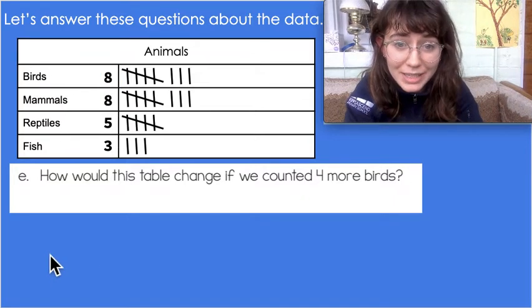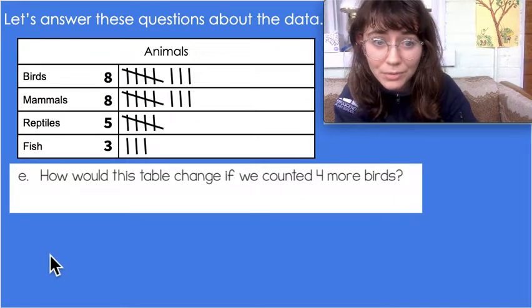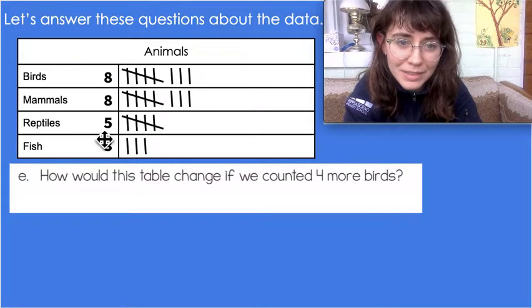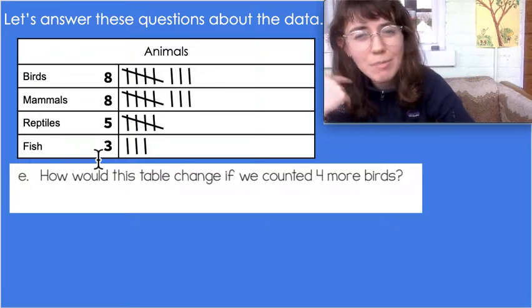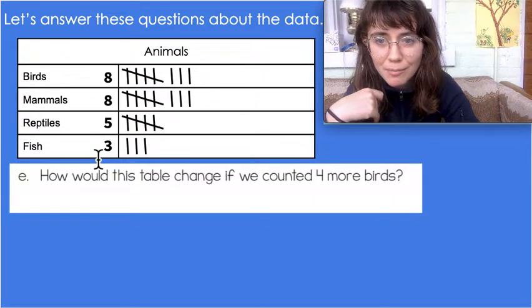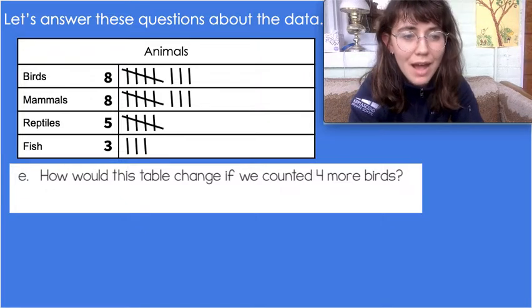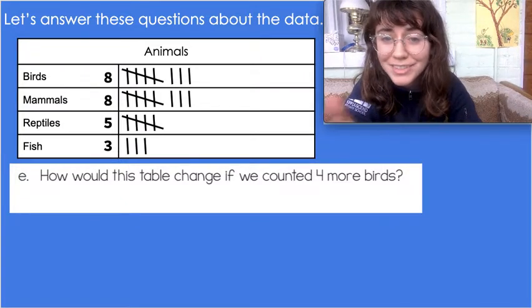That also means that then I would have a different total, right? So I would have 8 plus 8 plus 5 plus 3. But since I remember that my total was 20, my new total would just be 4 more than that. So it would be 24. But that's really all that there is to it.